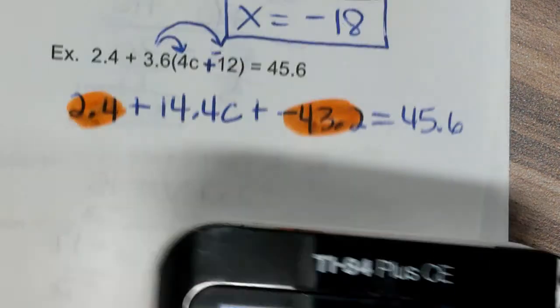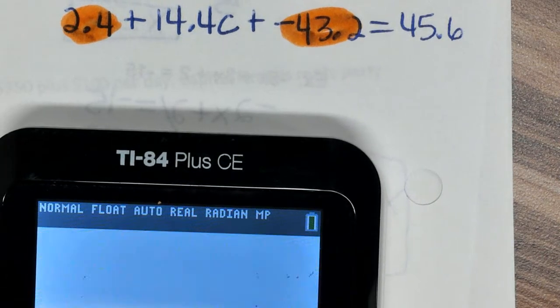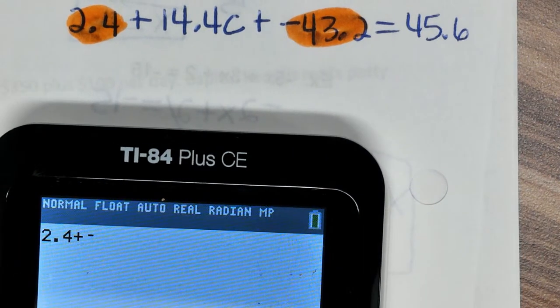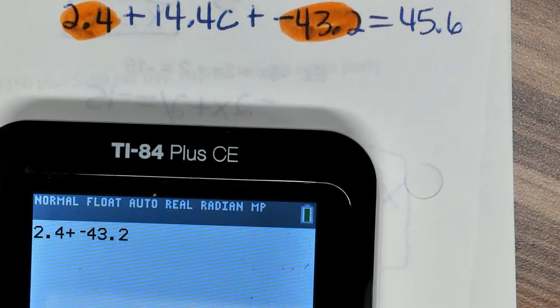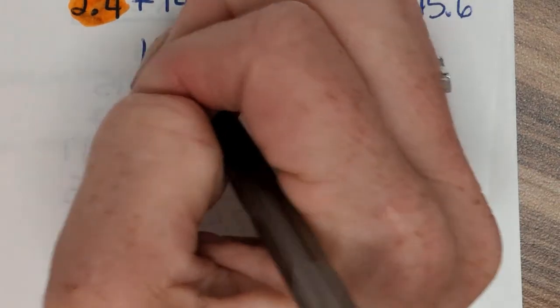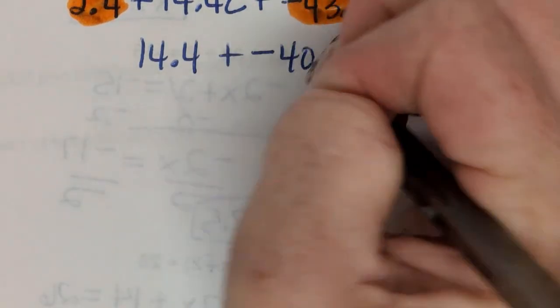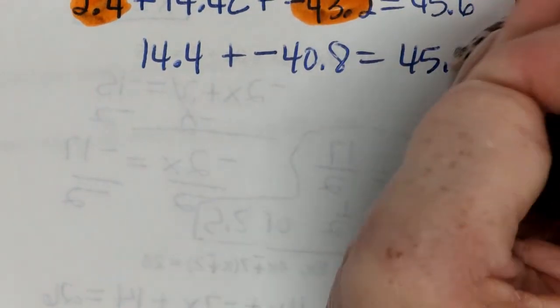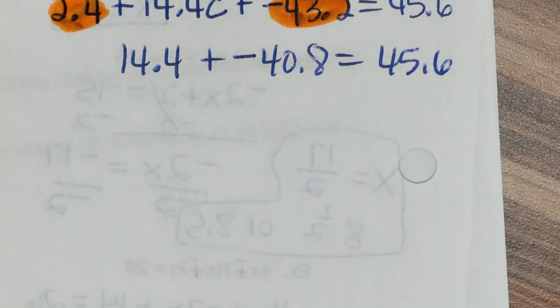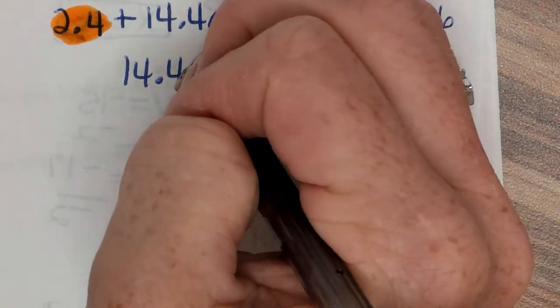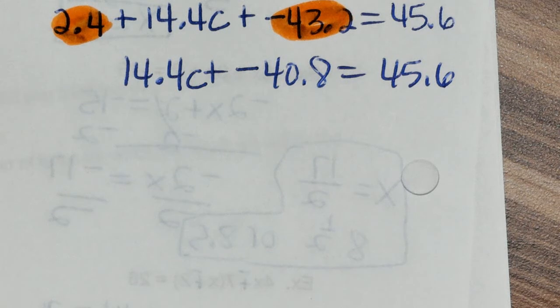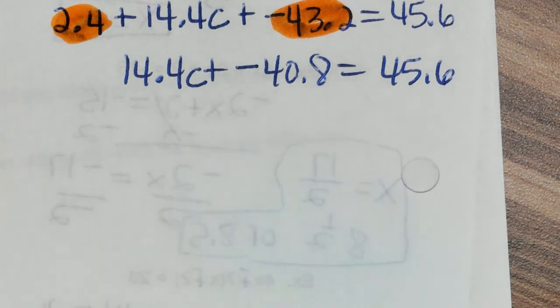So I put that in my calculator. 2.4 plus negative 43.2. I got negative 40.8. And I wrote it second. So I wrote 14.4 plus negative 40.8 equals 45.6. Oh, where's my C? I forgot to write C. If your variable gets lost, you better go look for it, because like I just forgot to write it. It changes my whole problem.